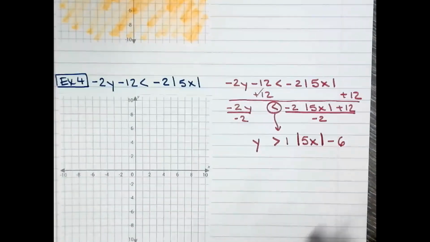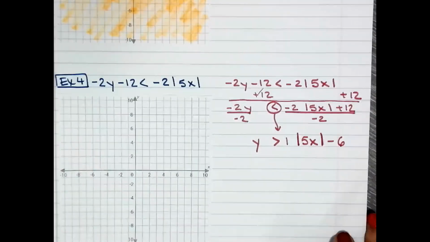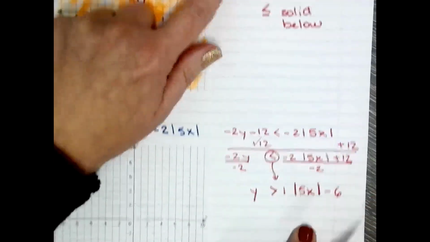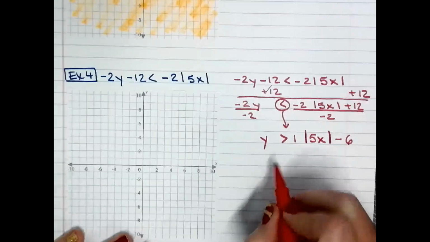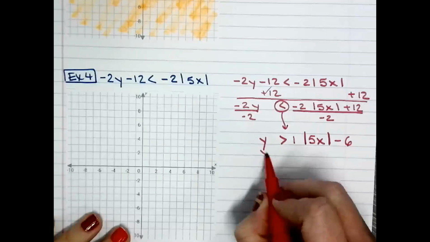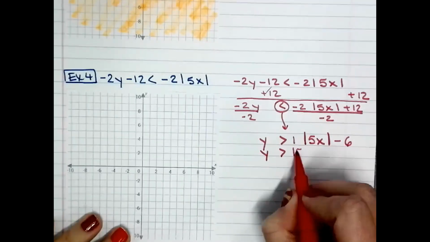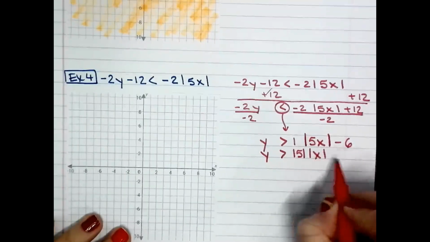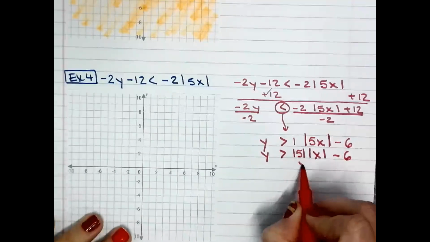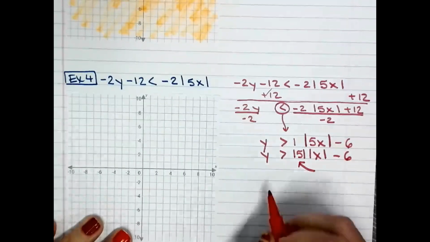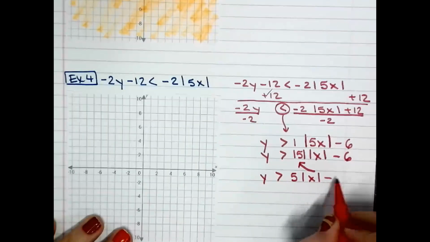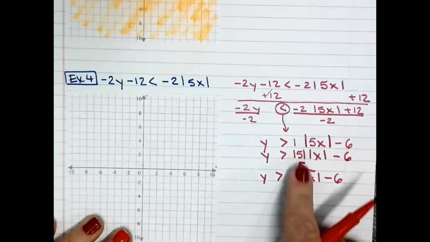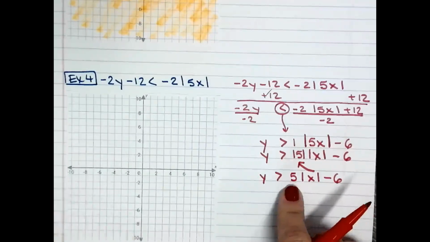Okay, now you think you're done, but you're not. Like we did in example 3, you have to split that into two absolute values. So you have y is greater than absolute value of 5, absolute value of x, minus 6. You evaluate the absolute value of 5, you have just 5. When in doubt, put the absolute value of 5 in the calculator. It will bring you 5.